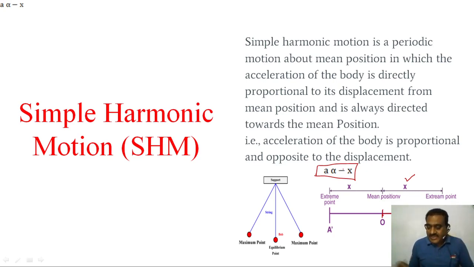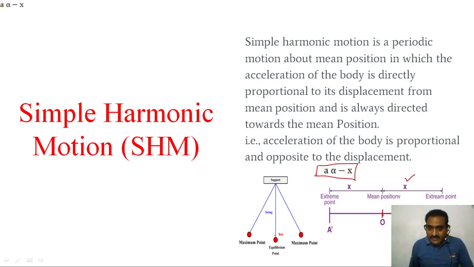Simply what I am saying, O is the mean position or center point. From the mean position to the extreme position, that is displacement. This displacement and acceleration are opposite to each other. a is directly proportional to x and always directed towards the mean position. That phenomenon is simple harmonic motion.